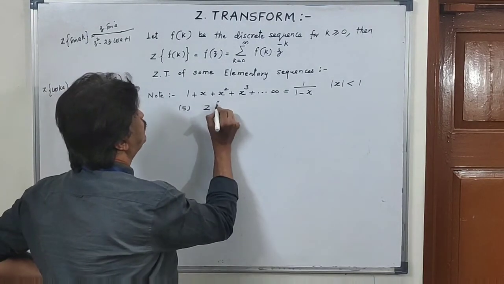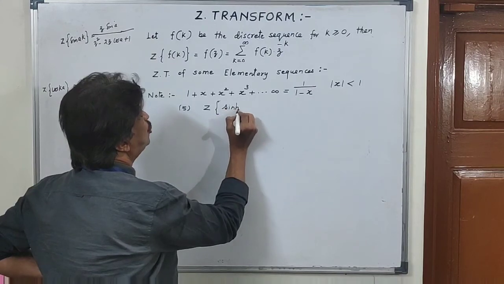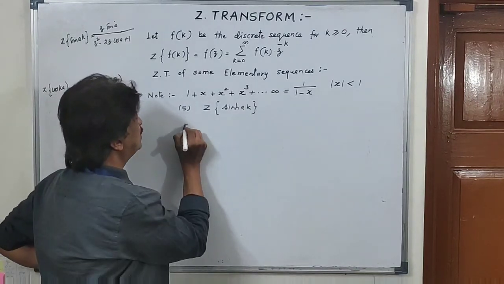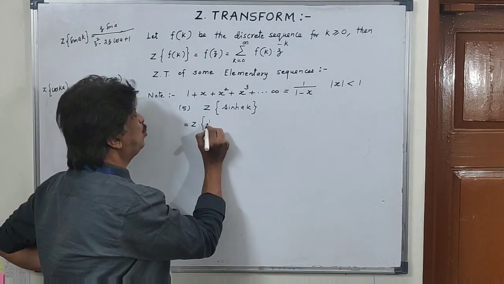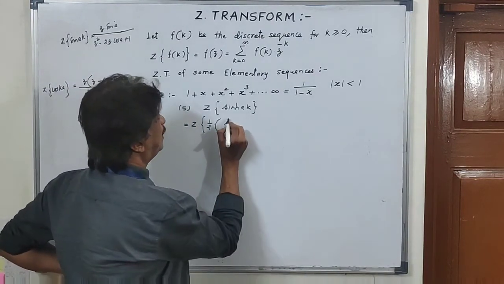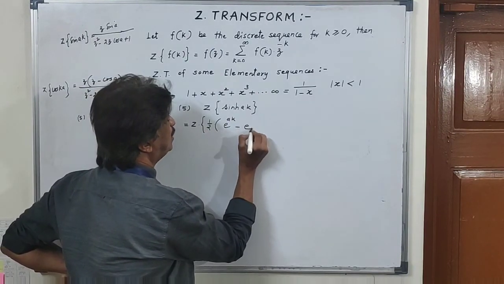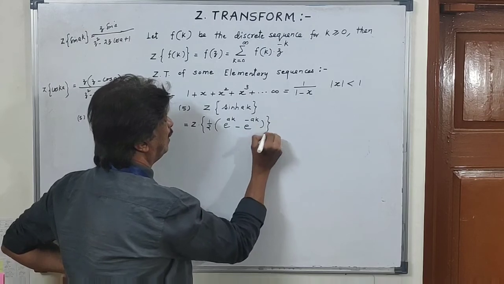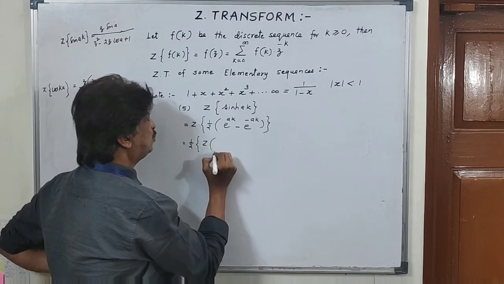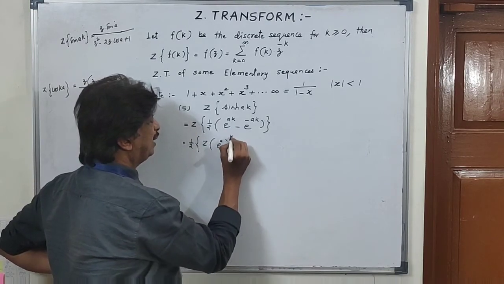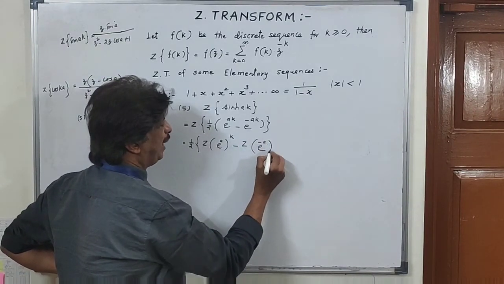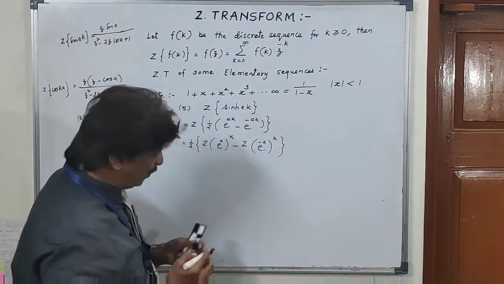Z transform of sin h of AK. Sin h of AK means Z transform of 1 by 2 times e raised to power AK minus e raised to power minus AK. So it is equal to 1 by 2 times Z transform of e raised to power A raised to power K minus Z transform of e raised to power minus A raised to power K. Same logic I have used here.